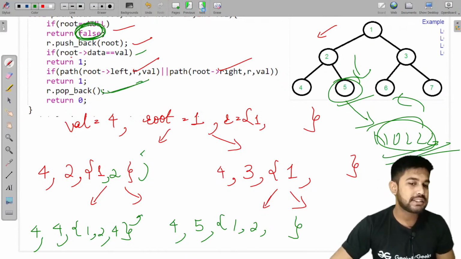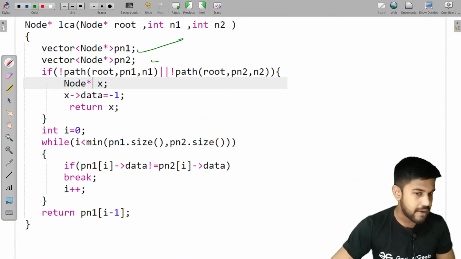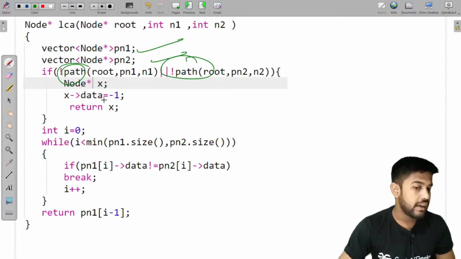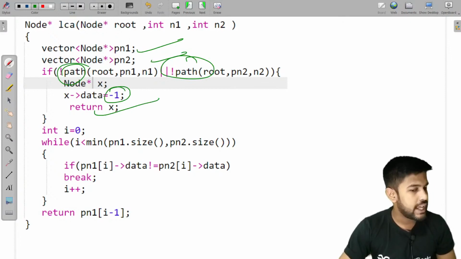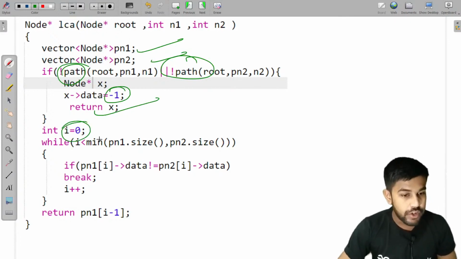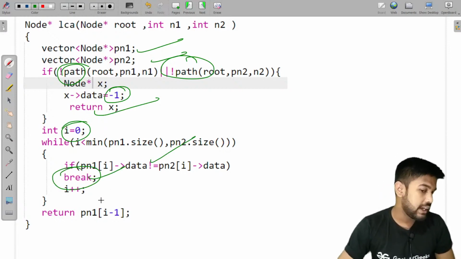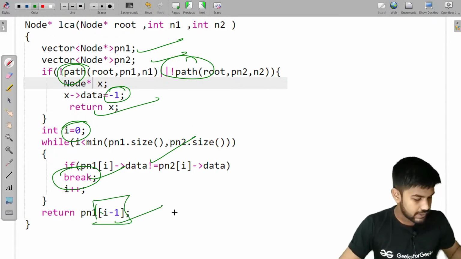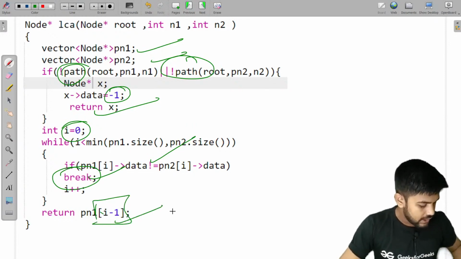Now we would pass the pathway for both n1 and n2, and if both are not having anything, we would just mark it -1 and return it. Else we move forward till both are the same. If that is not the same, we break and report -1, just the previous one. Seems clear.